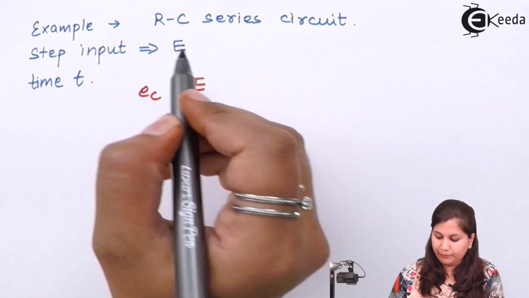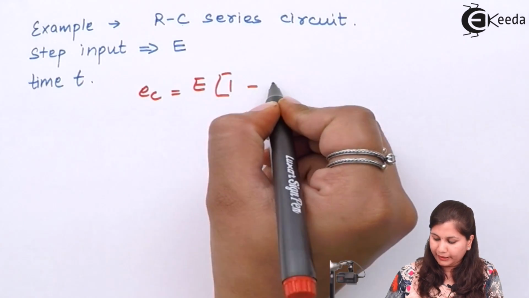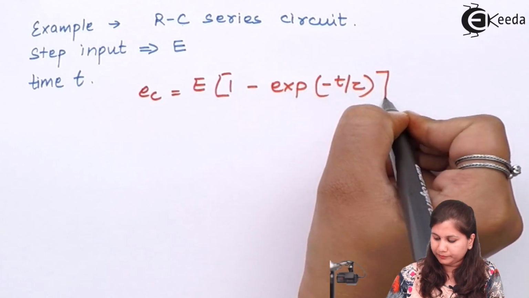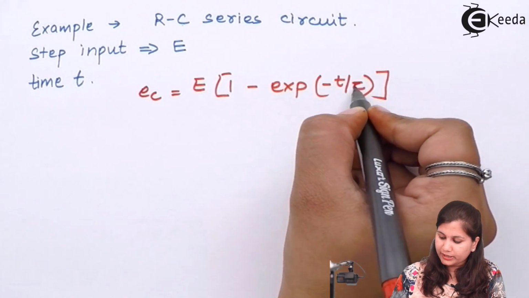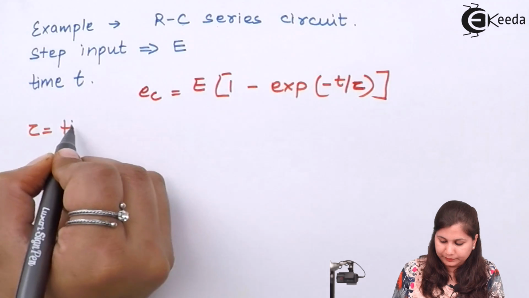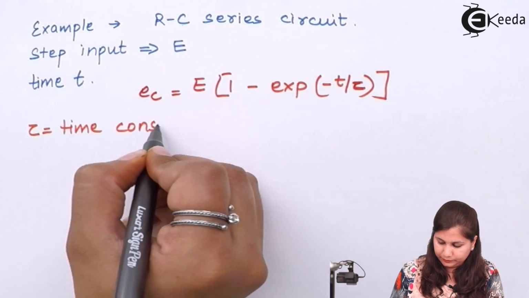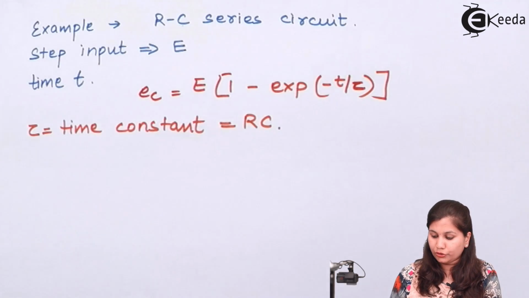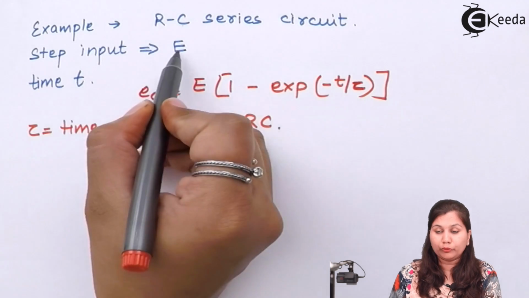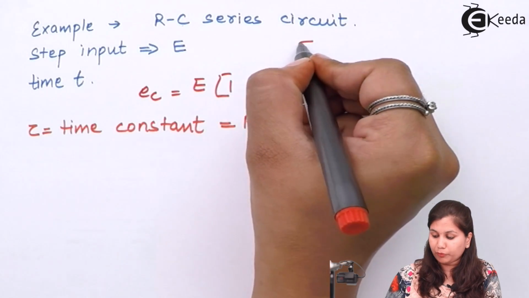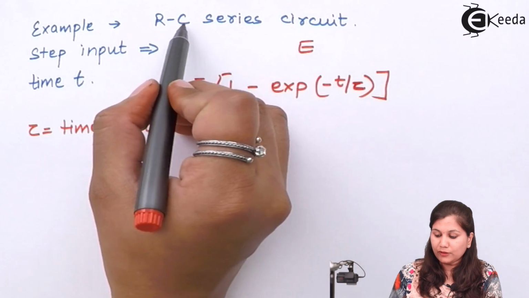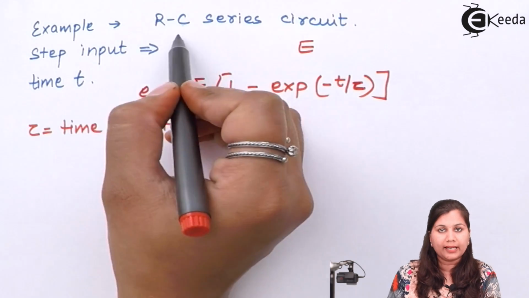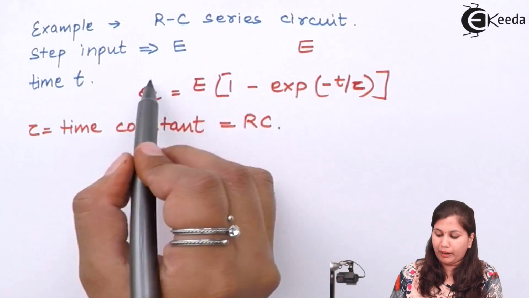capital E, that is the step input magnitude, times 1 minus exponential of minus t by tau, where tau is the time constant, which is given by RC. So you can see that when we apply the step input E, we should get the actual output also as E, but due to the presence of this energy storing element, some amount of voltage will be stored in this capacitor, and that voltage is given by this.